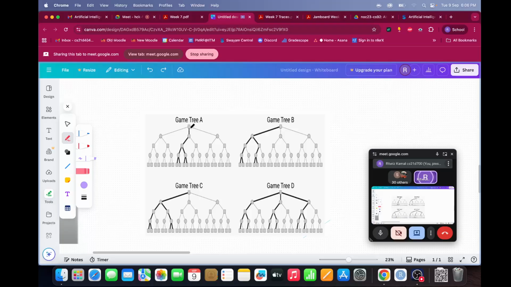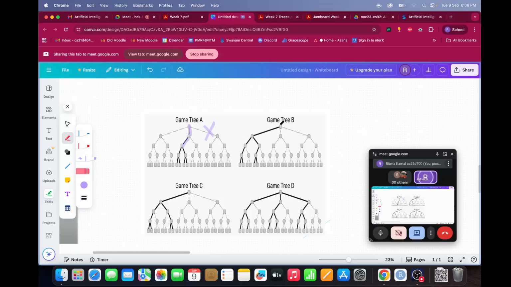Game tree A says that for the first max node, which is the root node, we select the middle child, which is fine. But then for its child, which is a min node, this one where I'm currently pointing, we should have selected both nodes, the left child as well as the right child, right? But here the strategy depicts selecting only one of them, so this is not a correct strategy.